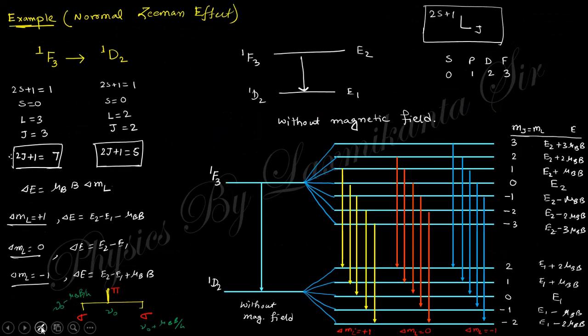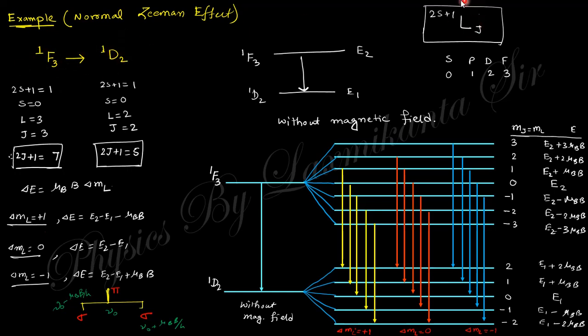First example, we take the normal Zeeman effect. Try to understand these things very carefully, then you will understand the anomalous Zeeman effect spectrum. Suppose there is a transition from 1F3 to 1D2.